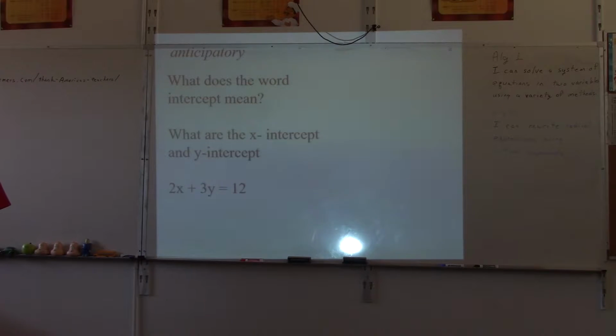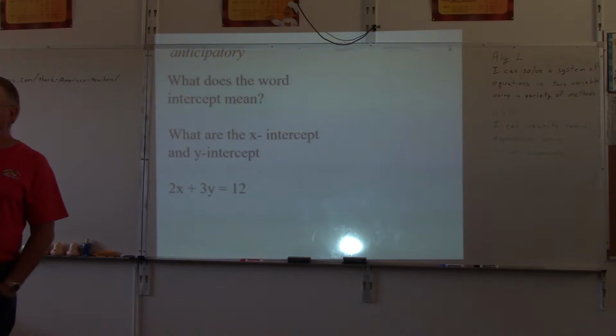So that's the x-intercept and y-intercept, because the point of intersection may not be anywhere near the axis. The point of intersection might be way out here and nowhere near, but the intercept is where it crosses the axis.